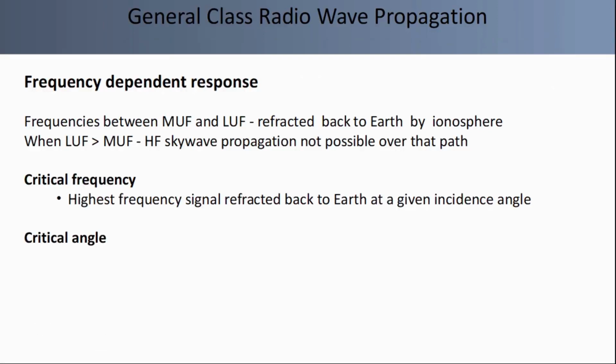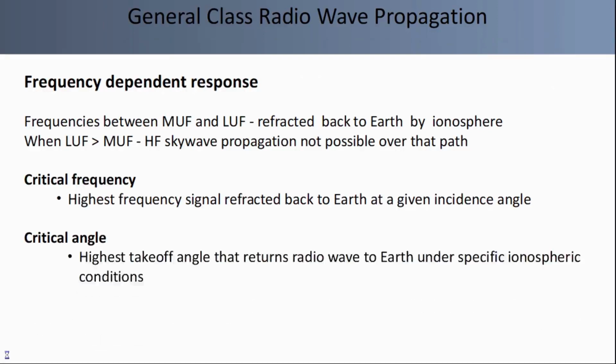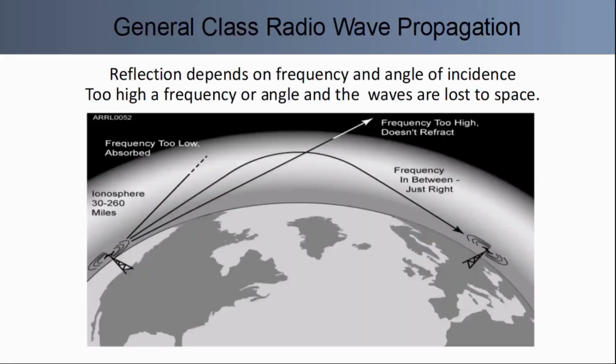The other concept is the critical angle. What's the critical angle? It's the highest takeoff angle that returns radio waves under specific ionospheric conditions. So the critical angle is going to change as ionospheric conditions change. It'll change with frequency. And that's the angle that you need to be below if you want to bounce your signal back off the ionosphere and back down to Earth.